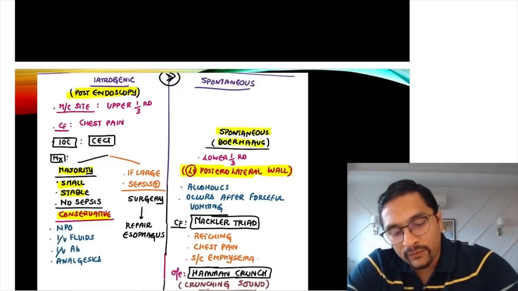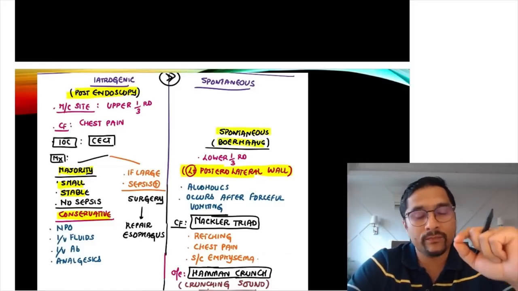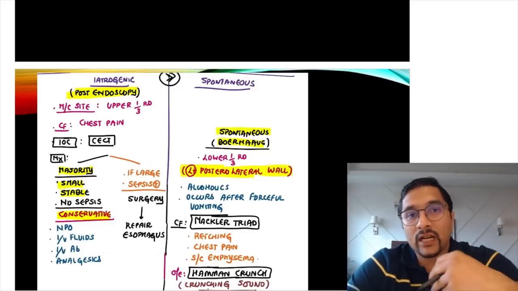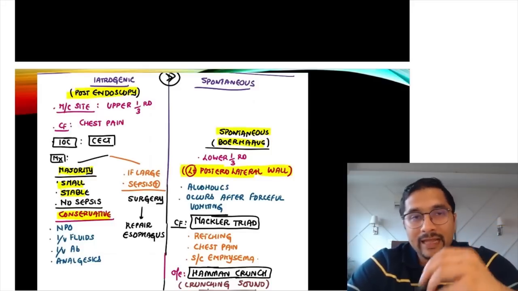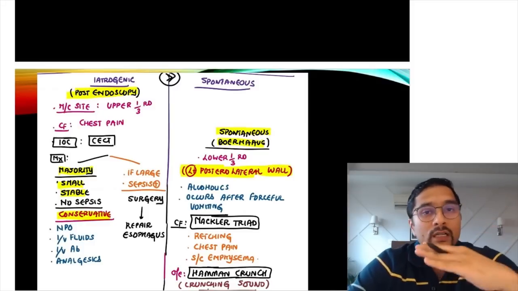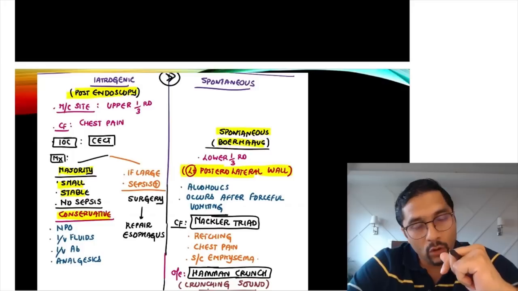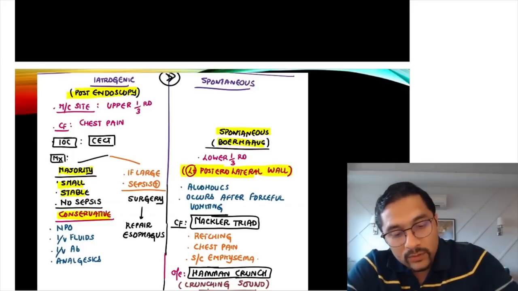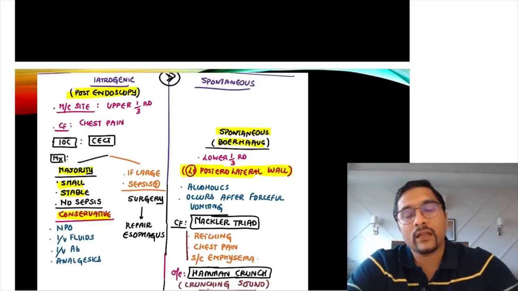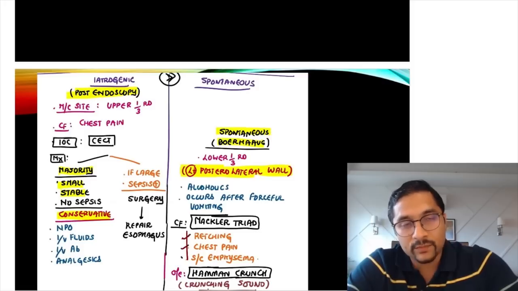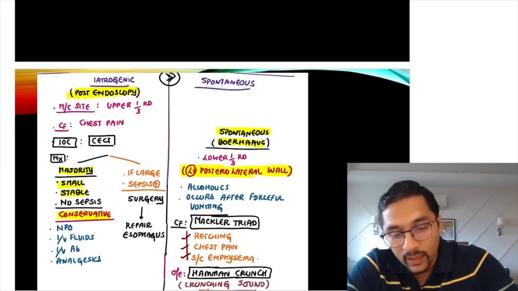Spontaneous esophageal perforation is called Boerhaave syndrome. This has also been asked frequently in the exam. This perforation occurs after forceful vomiting, and this commonly occurs in the lower 1/3 of the esophagus, the left posterolateral wall. And you should know about the Mackler's triad in spontaneous esophageal perforation, that is retching, chest pain and surgical emphysema. This has also been asked in the exam.